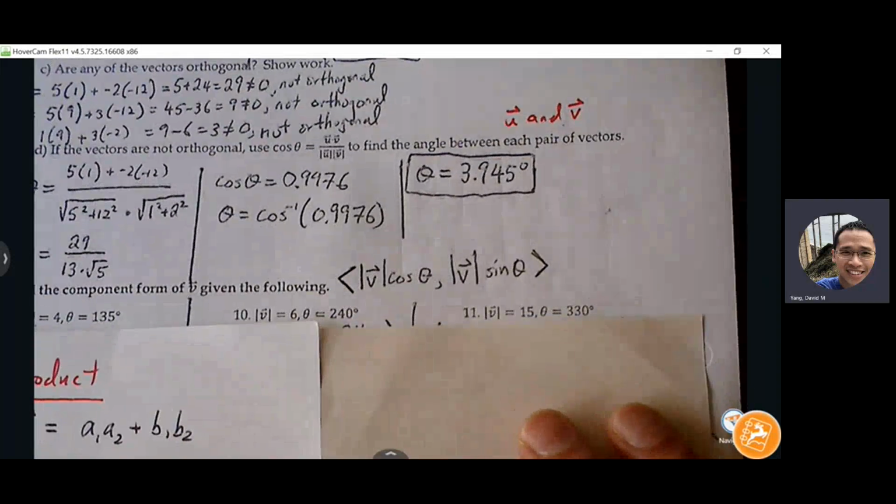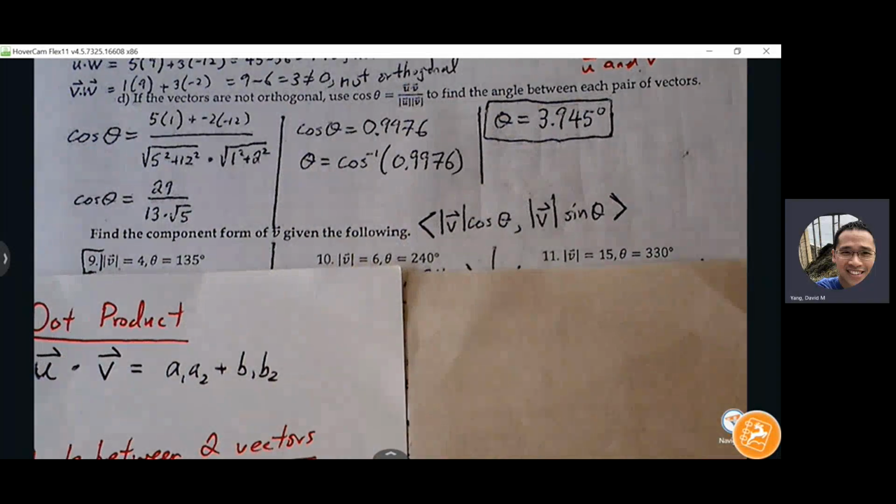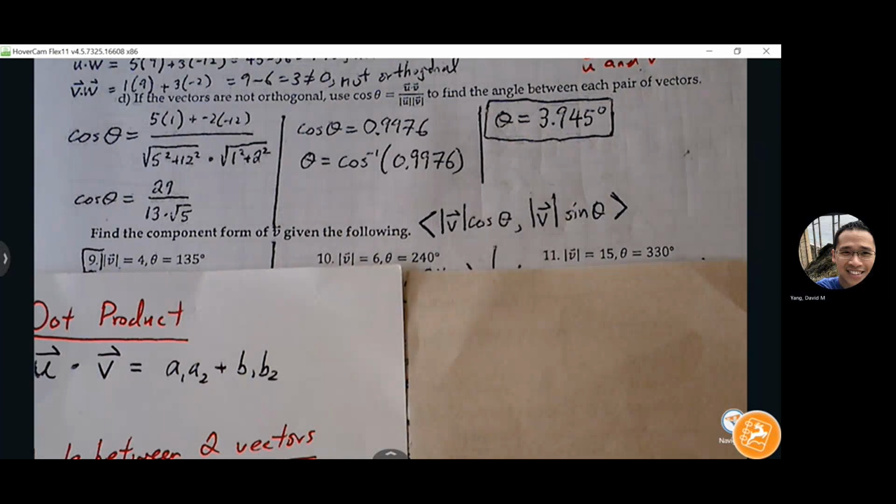Okay, so let's try number 9, 10, and 11. You have your magnitude, you have your theta, then magnitude cosine theta will get you your horizontal component. Magnitude sine theta will give you your vertical component. And you're just entering exactly into the calculator. There's no need to make any adjustments after you use this formula.